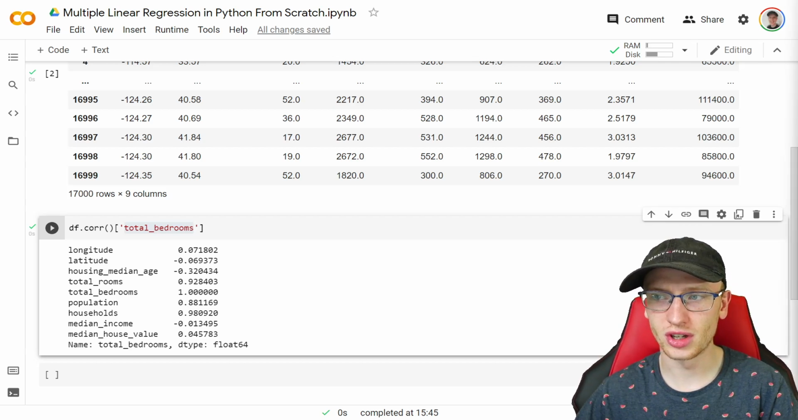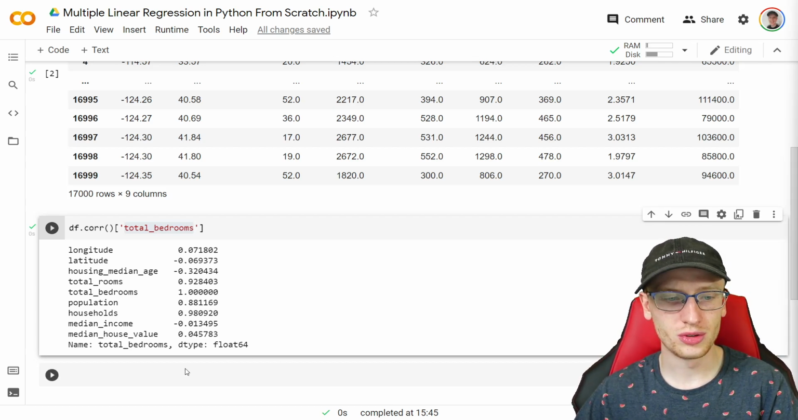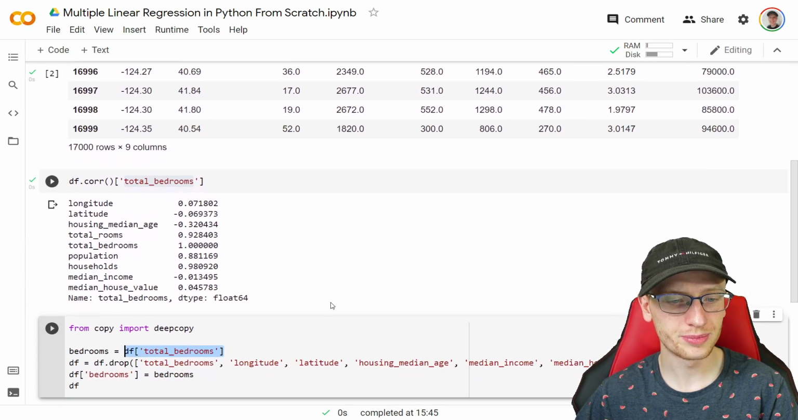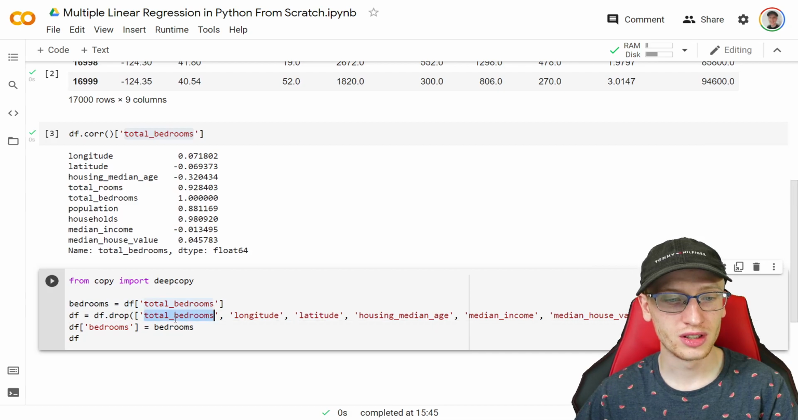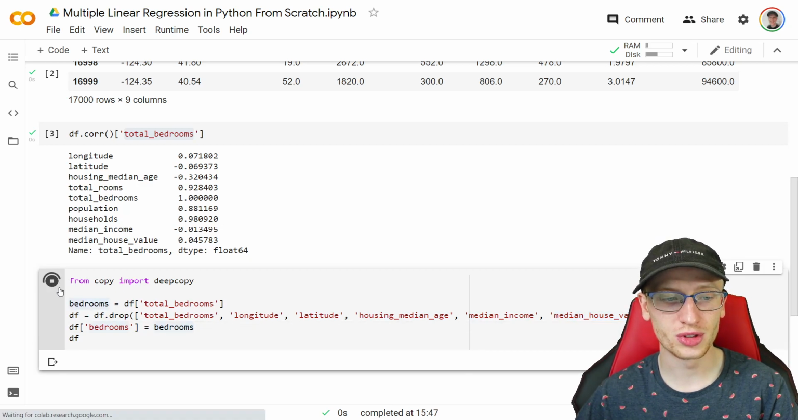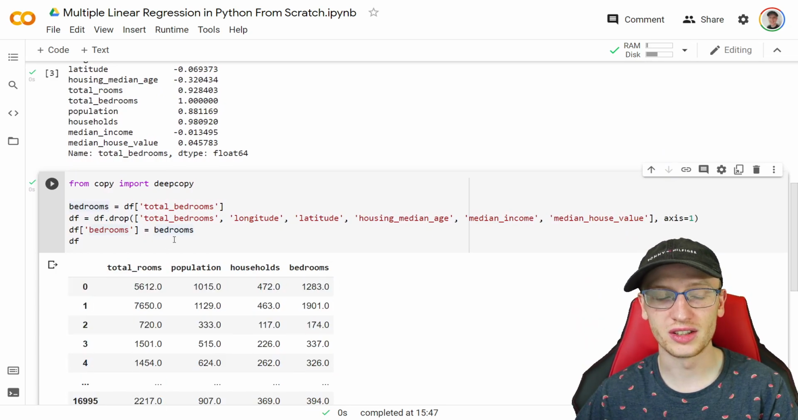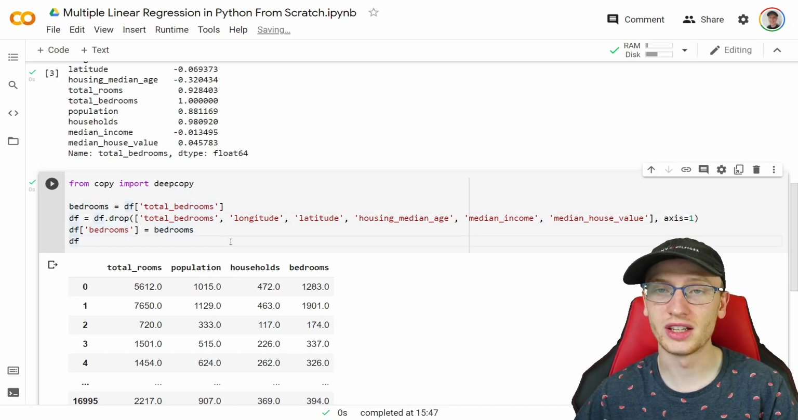is, I'm going to just copy in this code for you. Don't worry about this too much right now. If we set bedrooms equal to this variable here, which is just the total bedrooms column, and then we drop total bedrooms, longitude, latitude, housing median age, median income, median house value. Why did we drop these columns? So that it turned into this, where we have just total rooms, population, households, and bedrooms left over. I placed bedrooms at the end on purpose: I dropped it and then added it back in at the end.